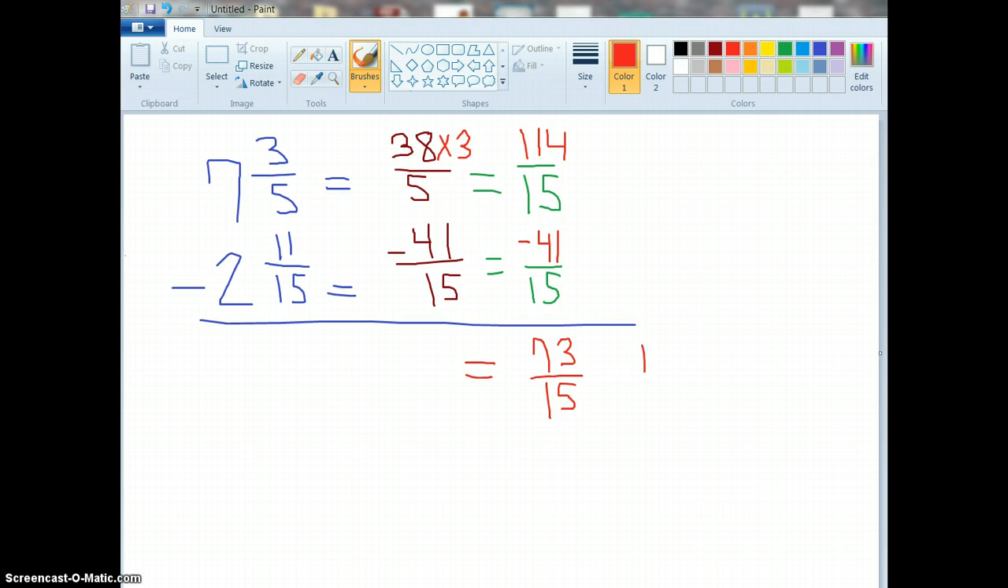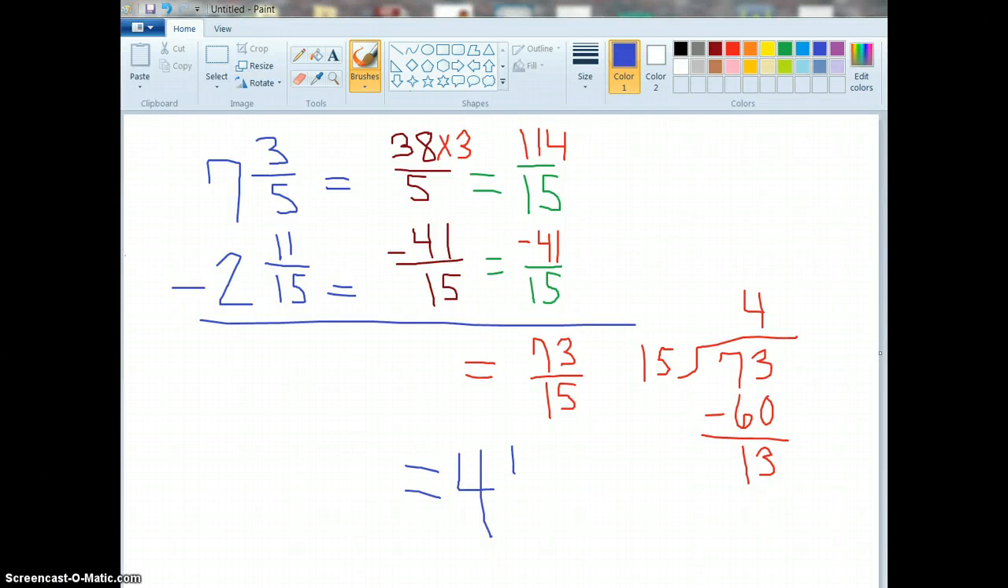And we need to convert this and show how we change it back into a mixed number. So we'll divide 15 into 73, which will go right 4 times, giving us 13 for the remainder. So our final answer would be 4 and 13 over 15.